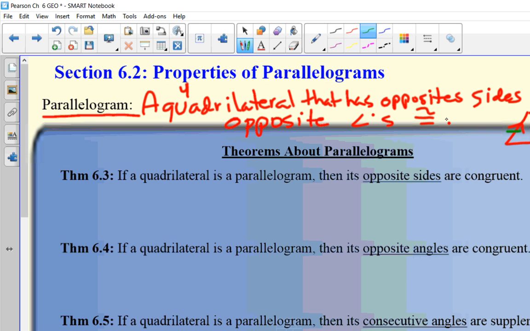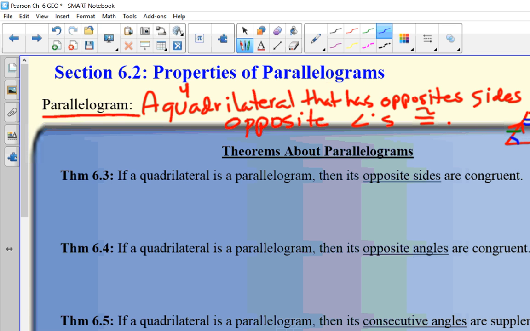Okay. Also, in that definition, opposite angles are congruent. So these guys are going to be congruent, and then these guys would be congruent to each other. Not all four angles are equal in this case, but opposite angles are. Okay.